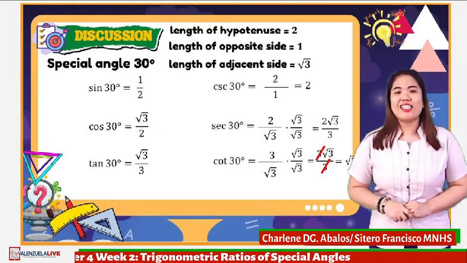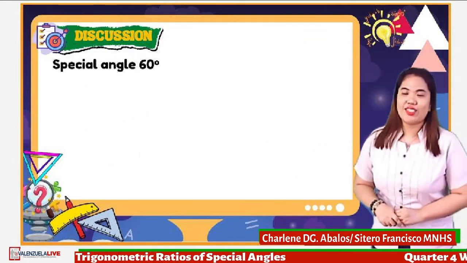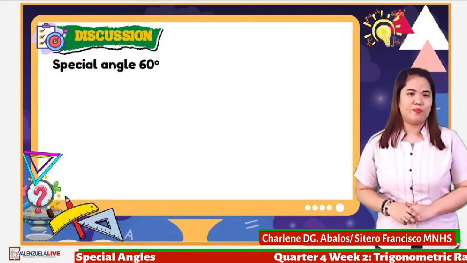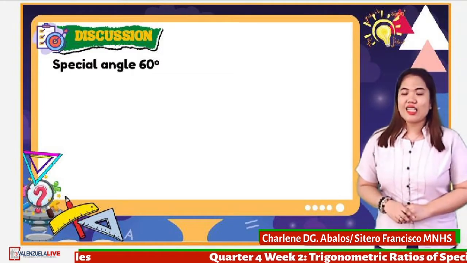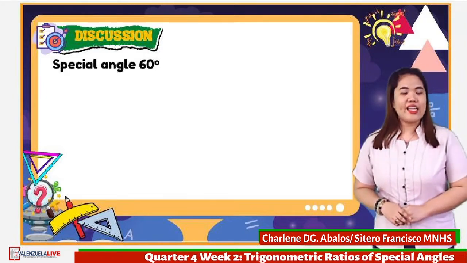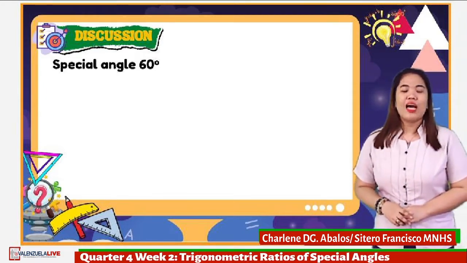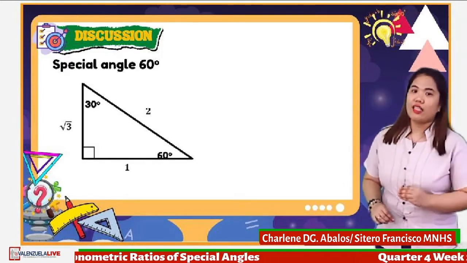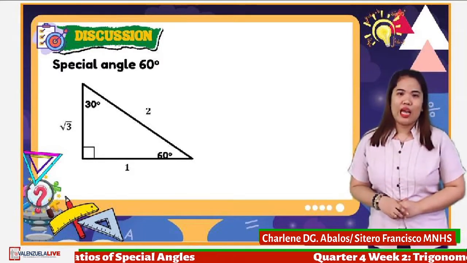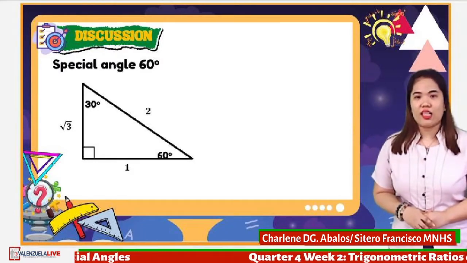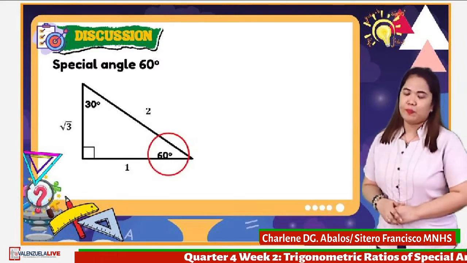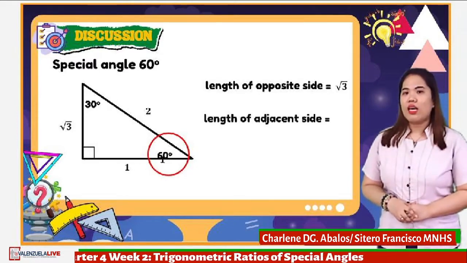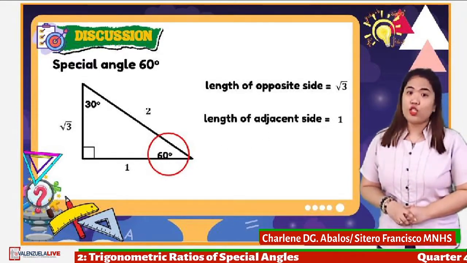Brilliant. Let's now consider 60 degrees using this 30 degrees, 60 degrees, 90 degrees right triangle. Let's determine the 6 trigonometric ratios. Identify the length of opposite side, adjacent side, and hypotenuse with respect to 60 degrees angle. The length of the opposite side is square root of 3. The length of adjacent side is 1. And the length of hypotenuse is 2.